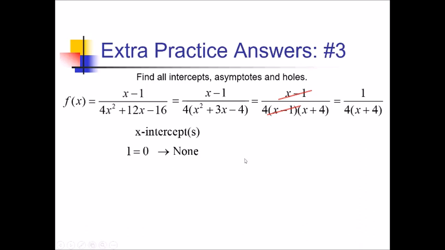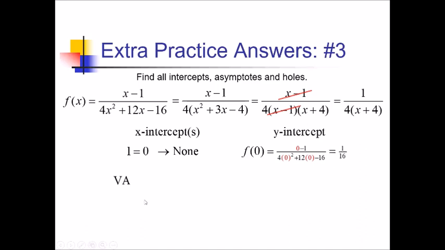So we move on to y-intercepts. For that, we try to plug 0 in for the x's in the original function. So we got 0 minus 1, and 0 for all these other x's. And when we do that, all that we're left with after things zero out is a negative 1 in the numerator, a negative 16 in the denominator, so that's a positive 1 over 16 for the y-intercept.